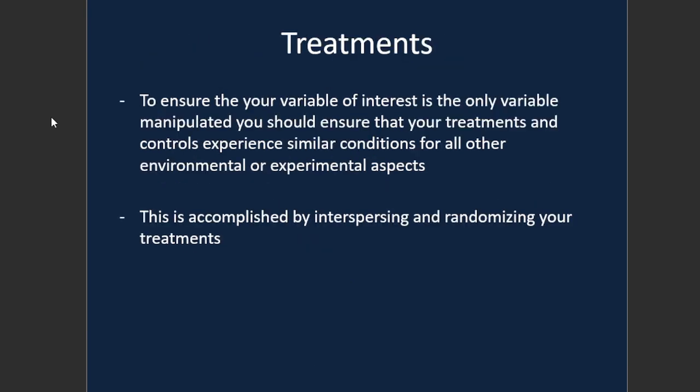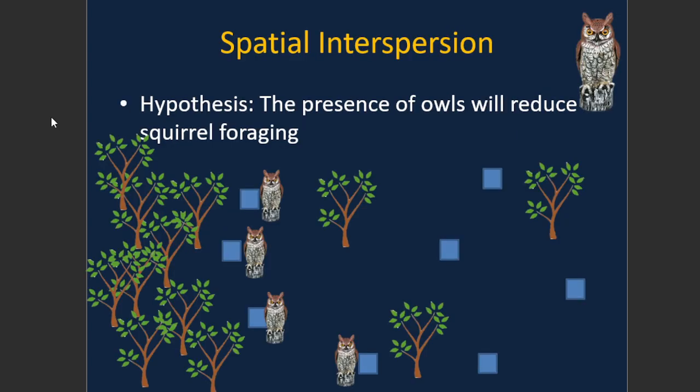Treatments. To ensure that your variable of interest is the only variable manipulated, you should ensure that your treatment and the control experience similar conditions for all the other experimental aspects. This is accomplished by spacing and randomizing your treatments.